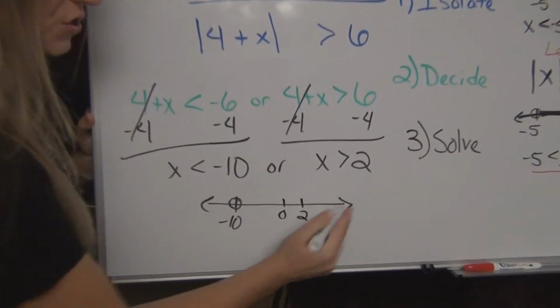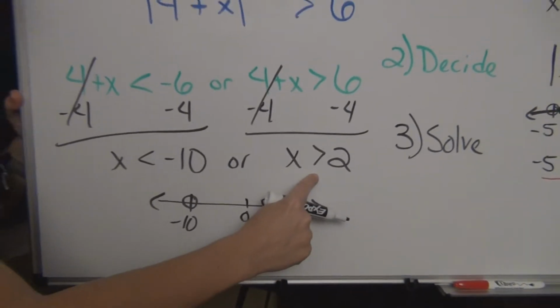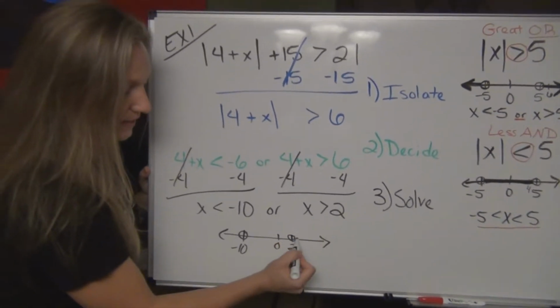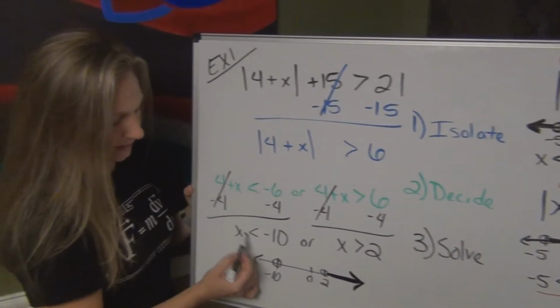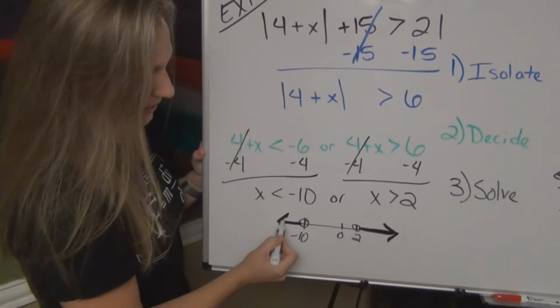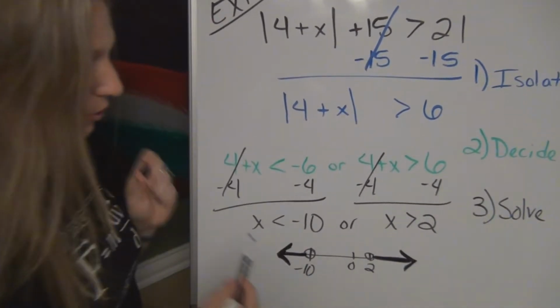My other value is 2. It is also not equal to 2. And notice it's everything greater than 2 and less than negative 10. So that's where my shading will go.